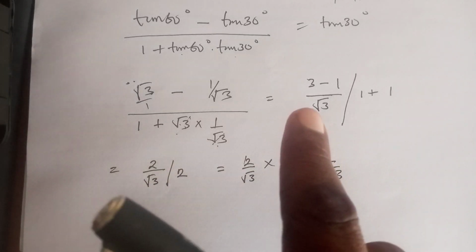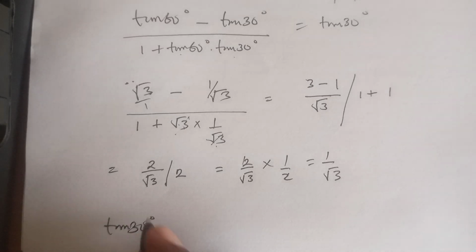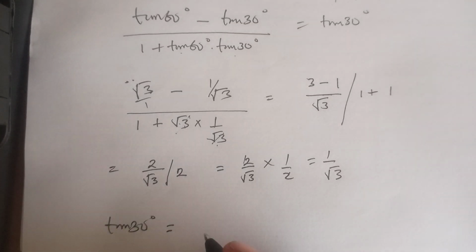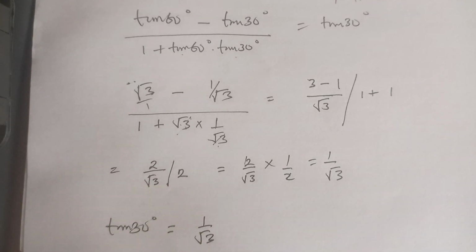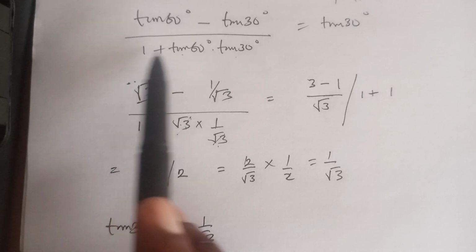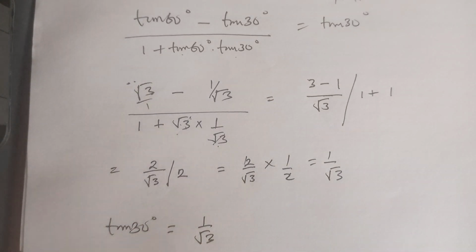So what is tan 30? Let's look at the right side. Tan 30 from the table. Tan 30 is what? 1 over root 3. As you can see, tan 30 is equal to 1 over root 3. So tan 60 minus tan 30 over 1 plus tan 60 times tan 30 is also equal to 1 over root 3. So, like that.